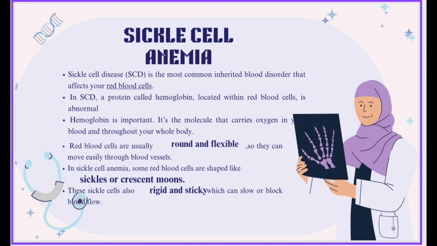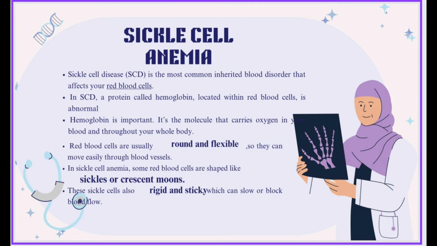Okay, now what is sickle cell anemia? Sickle cell anemia is a disease that is most common among people in the United States and African people. Sickle cell disease is a disease that affects your red blood cells. In sickle cell disease, a protein called hemoglobin located within your red blood cell is abnormal. Okay, now how do we know that our red blood cell is abnormal?